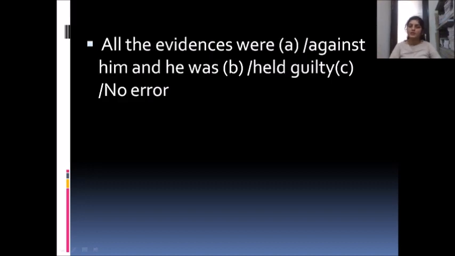All the evidences were against him and he was held guilty. Again, in this sentence, evidence is such a word which is uncountable and it is always used in singular form. So we should write all the evidence, and when it is singular, so when you are using the verb along with it, the verb will also be singular. All the evidence was against him and he was held guilty. So the option is option A. Moving on to the next sentence.